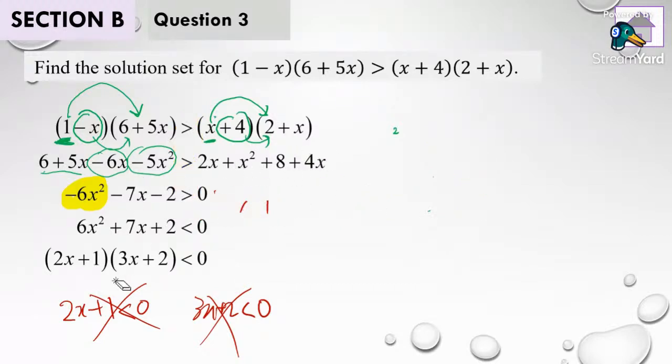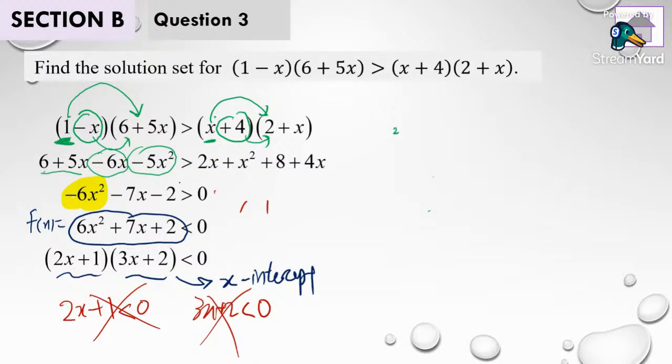What we try to do in the graphical method is that we try to draw a graph. We try to draw this quadratic graph here. And this factorization serves a purpose for us to identify what the x-intercepts are.